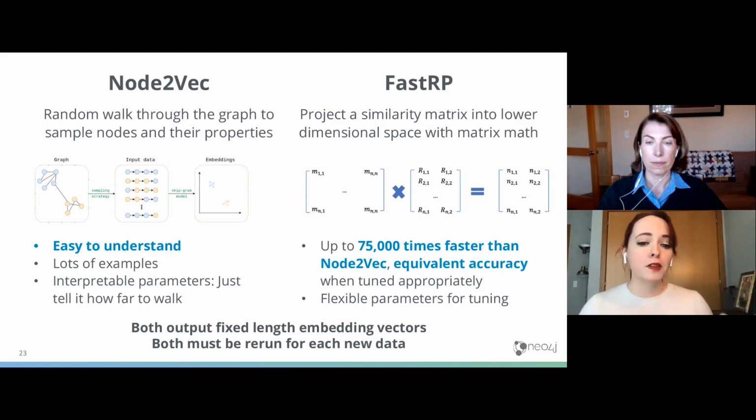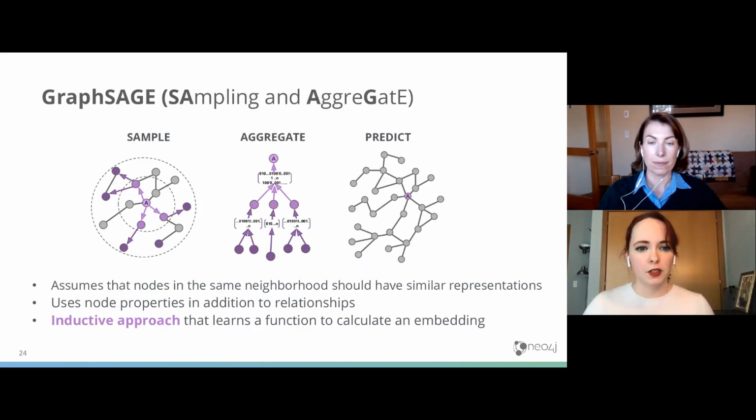However, the idea for both of these is you get a direct embedding, every node gets a value, and when you get new data, you have to rerun them. So even though FastRP is much, much, much faster, maybe you don't want to retrain all the time. And to address that, we talk about using GraphSAGE.